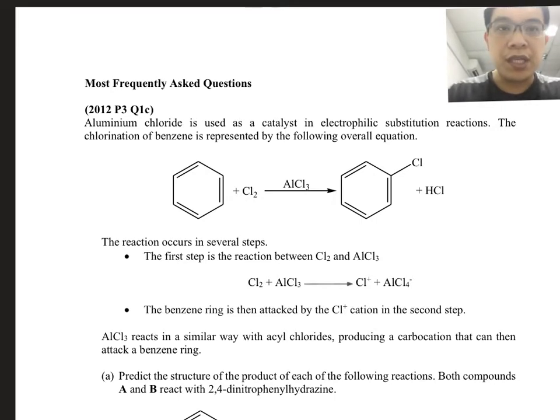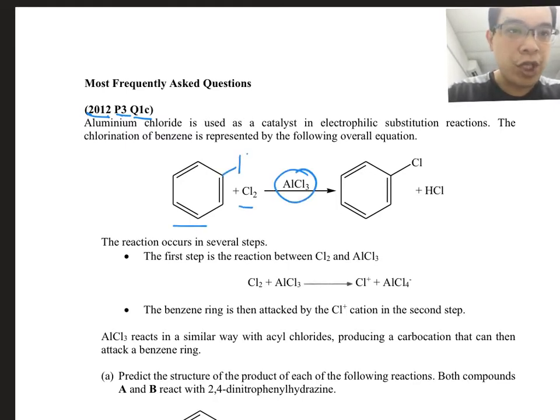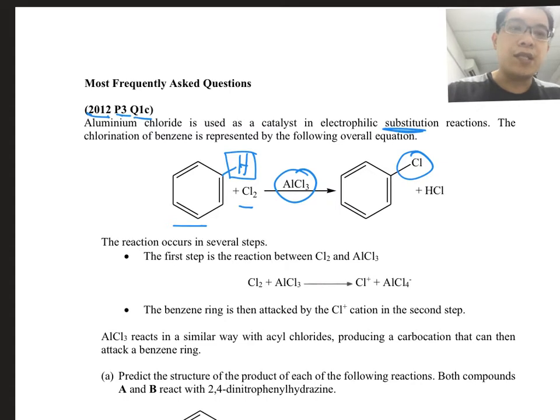So the first one is the year 2012, paper 3, question 1c. Basically this reaction is telling you that a benzene ring reacts in the presence of Cl2 and a catalyst. You will exchange the H here to become a Cl. That's why they call it a substitution reaction. Second, why is it the word electrophilic? Because it's driven by an electrophile.